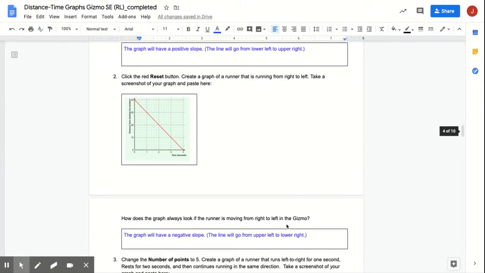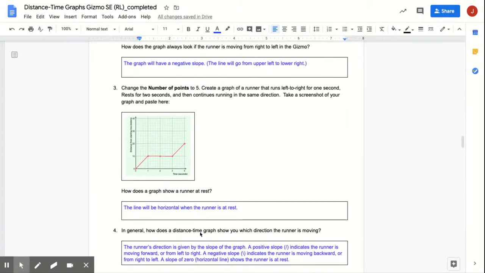How do you know if the runner is moving right to left? So right here, we have a line that starts in the top left corner and goes down to the bottom right. This runner is running right to left, and this graph has a negative slope. And that's because that line is decreasing from left to right.